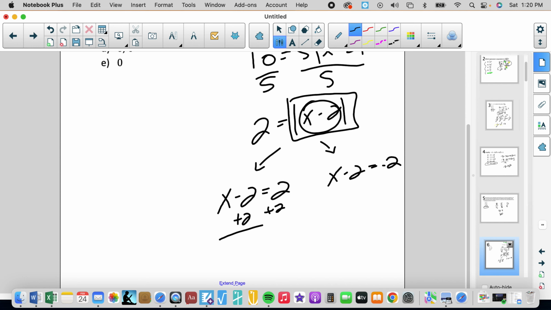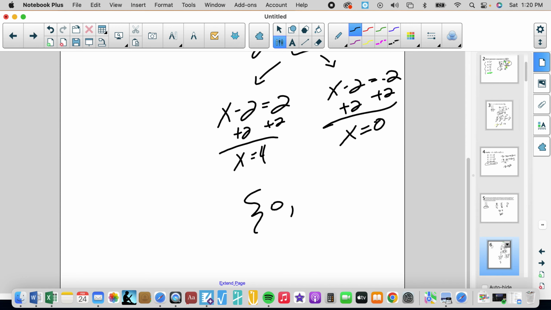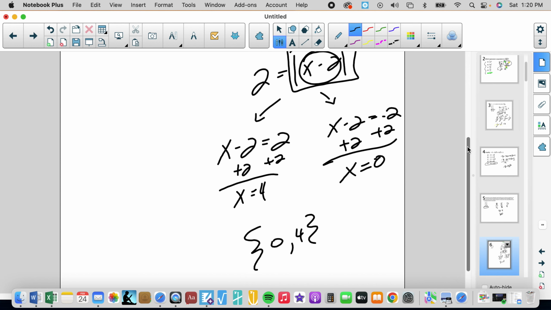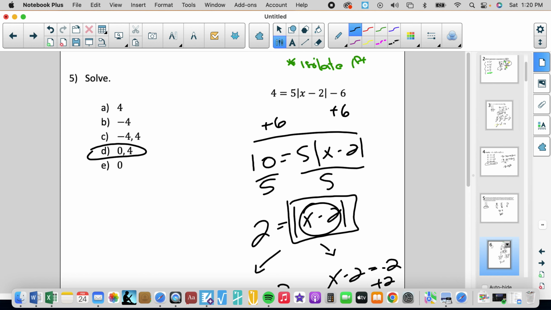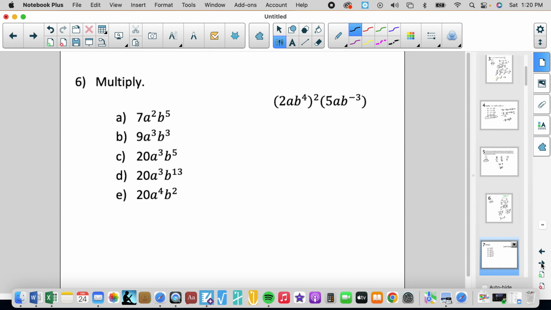And now we solve. We get x equals 4, or x can equal 0. We can check those if you want, but your solution set is going to be 0, 4, and that's going to be D. If you have the time, which you probably won't in Academic Decathlon, you want to check your answers. We have to be as efficient and as fast as possible.